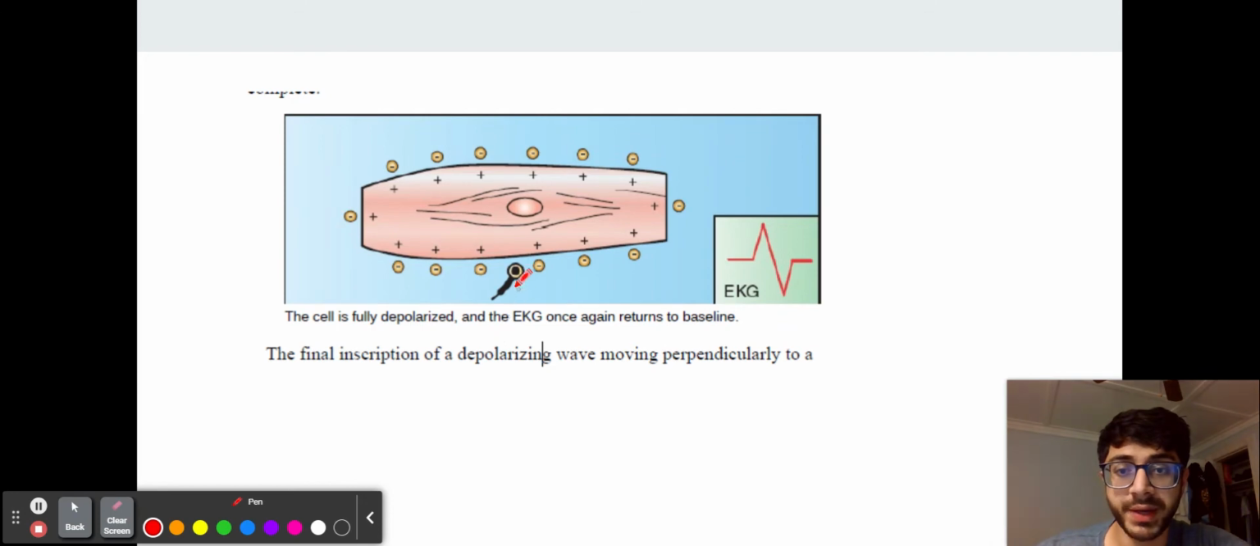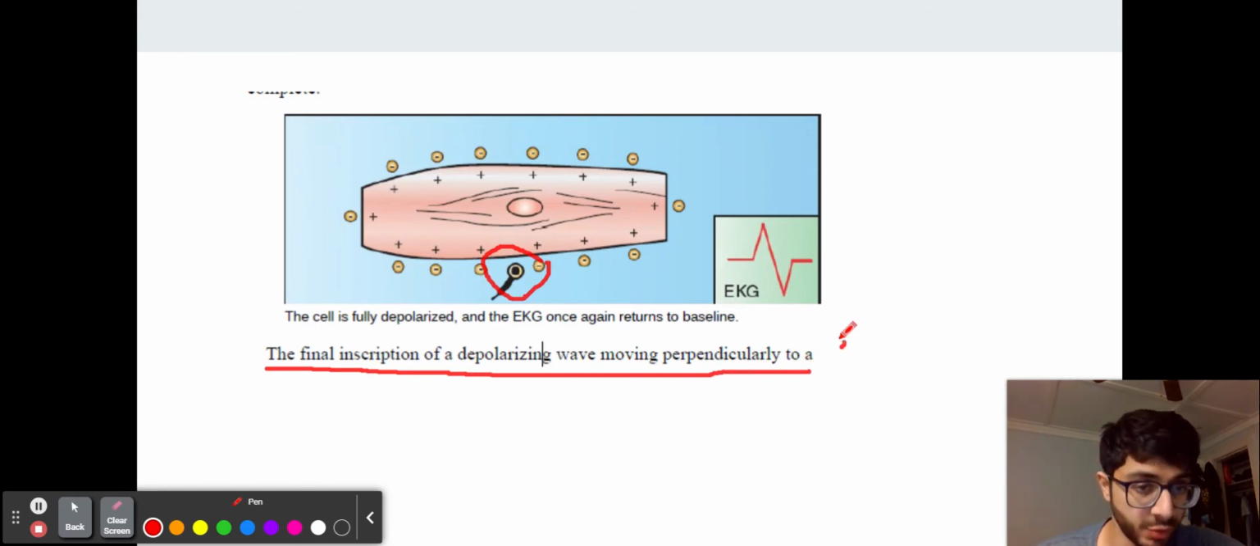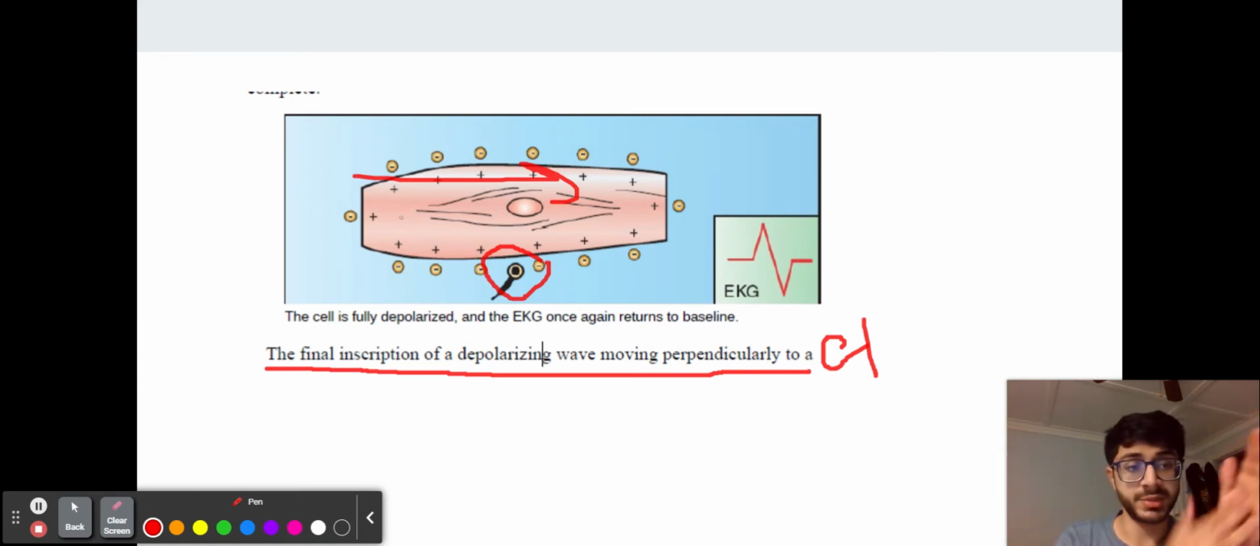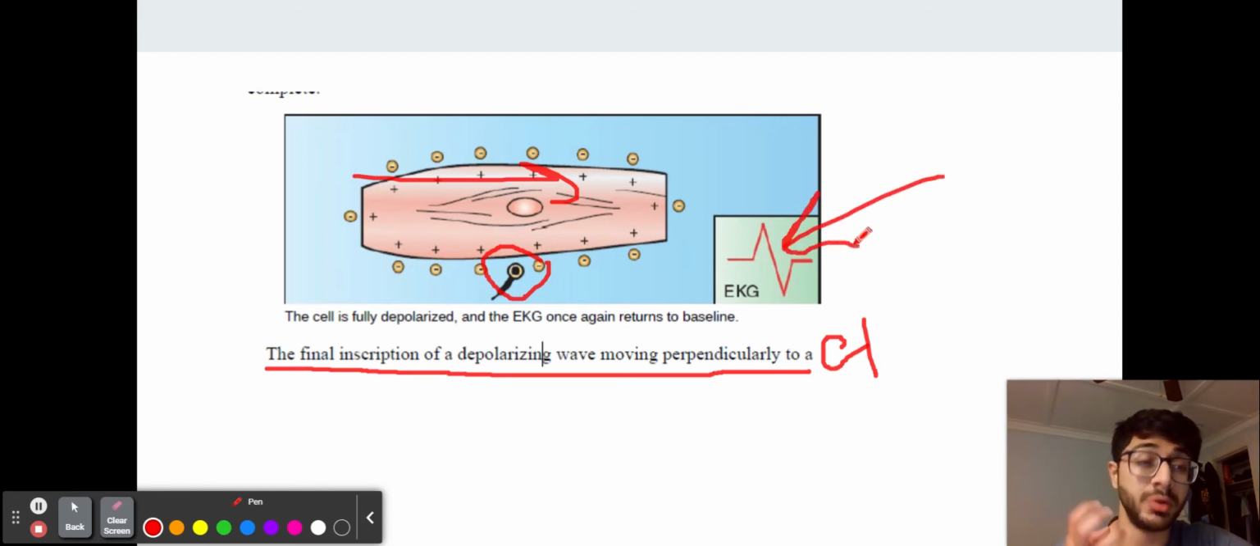Okay, so finally, this is just the same thing we did there again. It says the final inscription of a depolarizing wave moving perpendicularly to an electrode is biphasic. That's the end of this sentence. The final inscription of a depolarizing wave, this is the wave moving perpendicularly towards and then away from this electrode, is biphasic, right? That's what you want to know. And this is the biphasic EKG right here. This is something that you guys really need to understand. It's something that's not taught, but we really need to understand this.